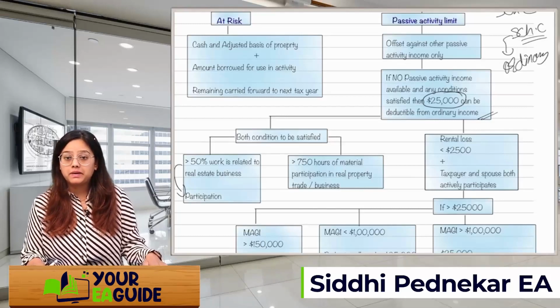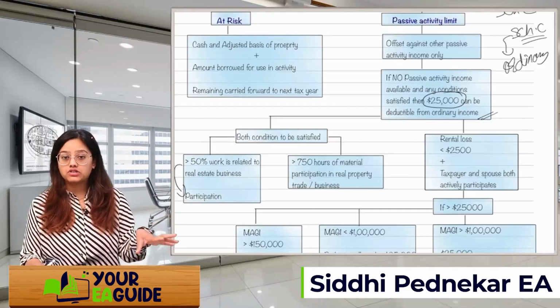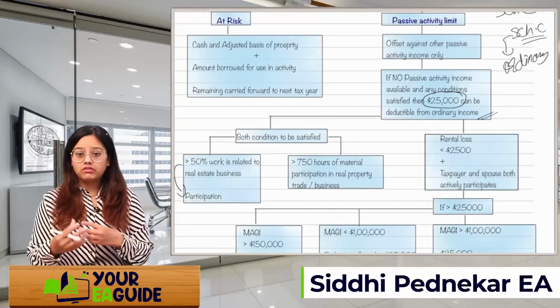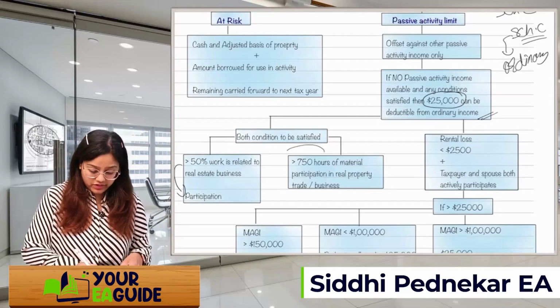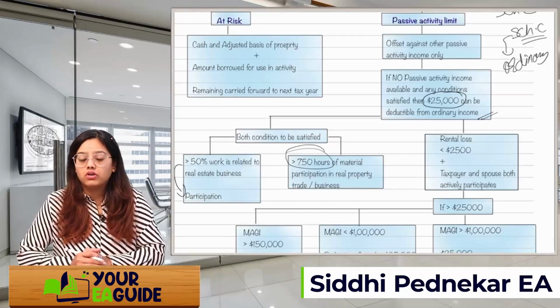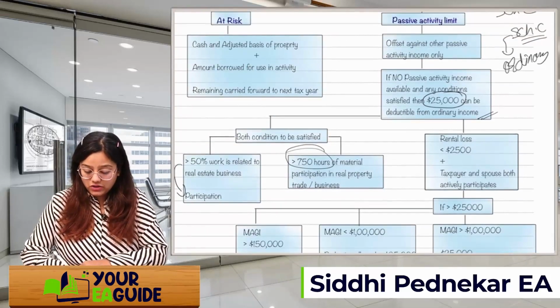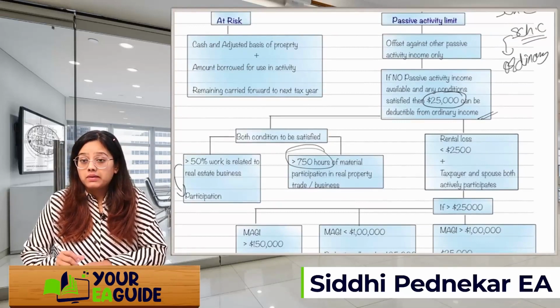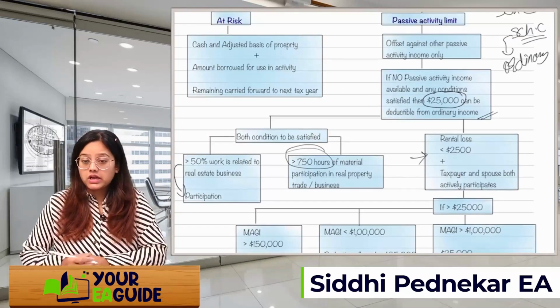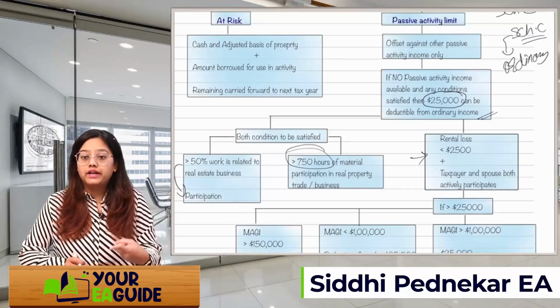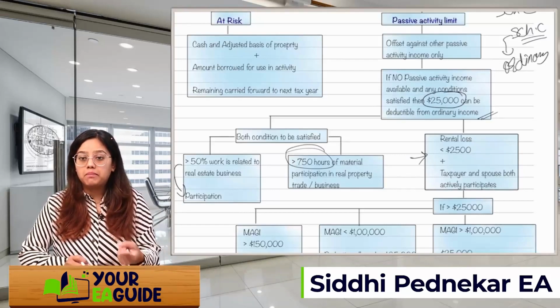Next, you are participating for more than 750 hours of material participation in a real property trade or business. You are constantly involving yourself for more than 750 hours. Then you can offset your $25,000 of loss. Remember, only up to 25,000 can be set off. Plus, the taxpayer and spouse both should be actively participating in the business.